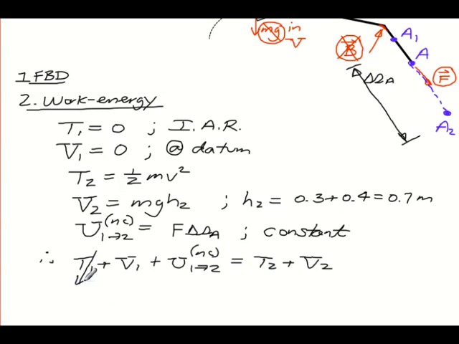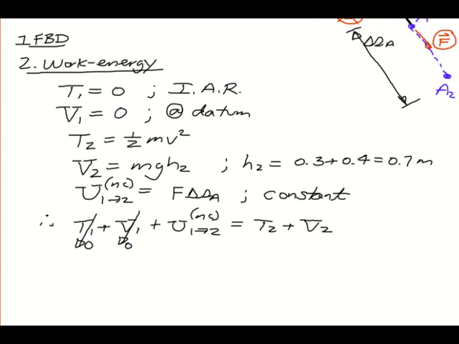Starts out from rest, so T1 is a 0. It starts out at what I define as the datum position, so V1 is a 0. So on the left-hand side, all we have is the applied force F times delta SA. T2, 1/2 mv squared. And V2 is mgh2.